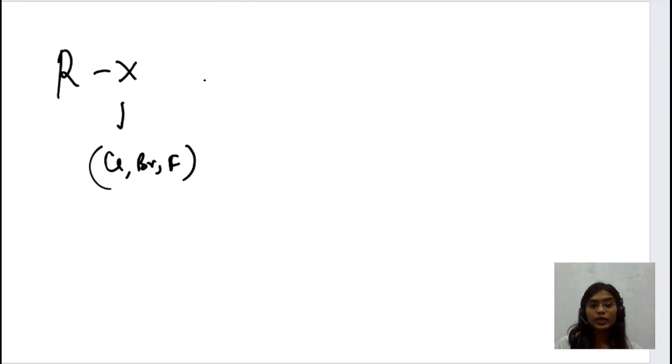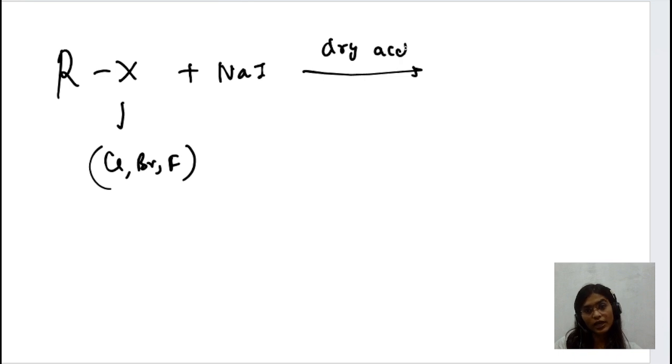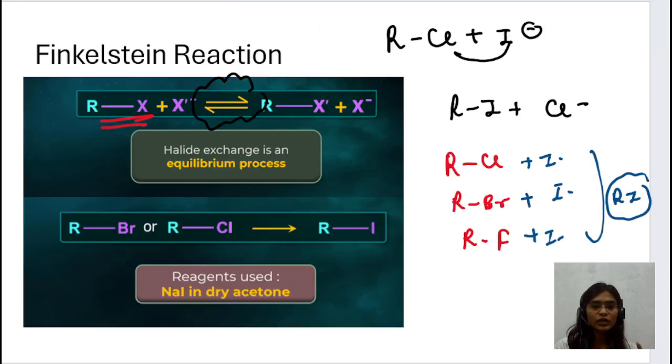Do you know what is going to happen in this reaction? First of all, listen: if you are having some R-X, this X can be chlorine, bromine, or fluorine. And if you are using iodine, what we are using is NaI, that is sodium iodide. So here you're using NaI, and we are using dry acetone. I said dry acetone. Observe the reaction one more time: NaI in dry acetone.